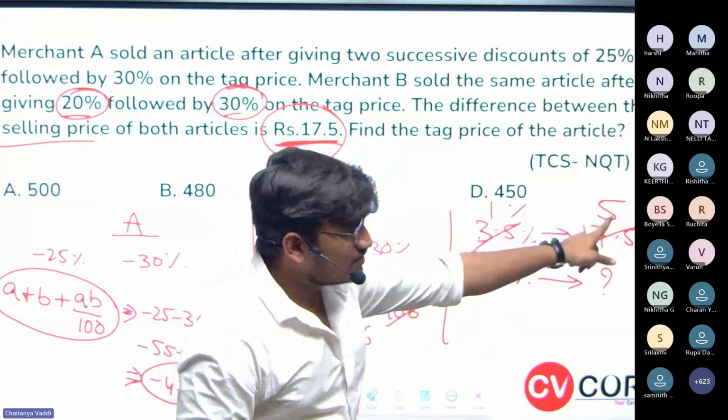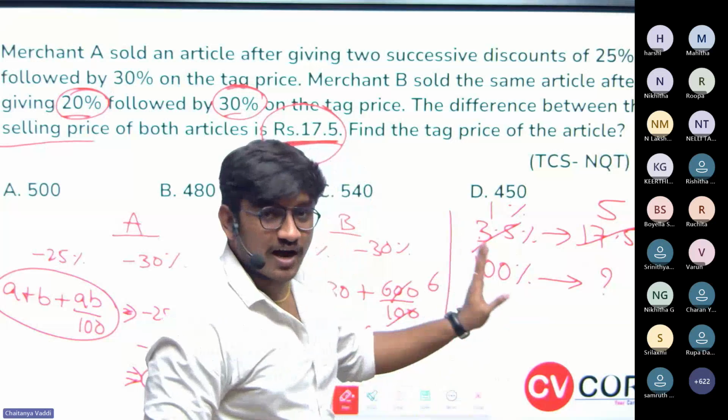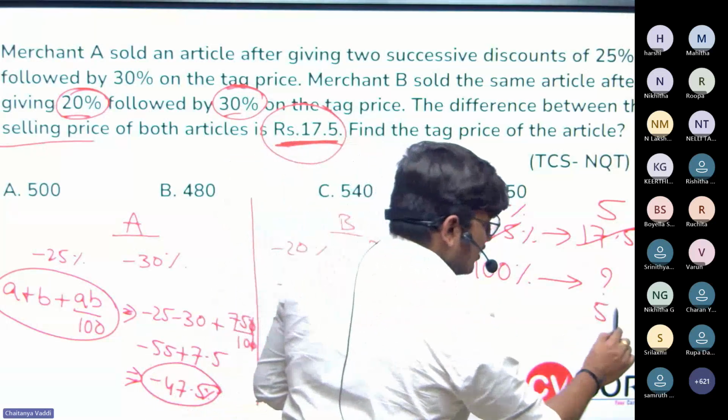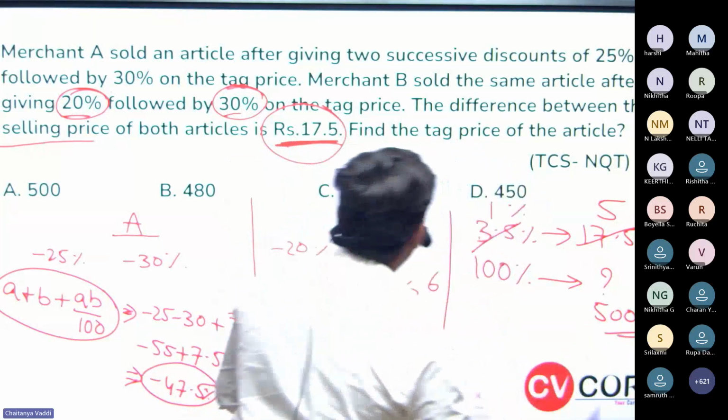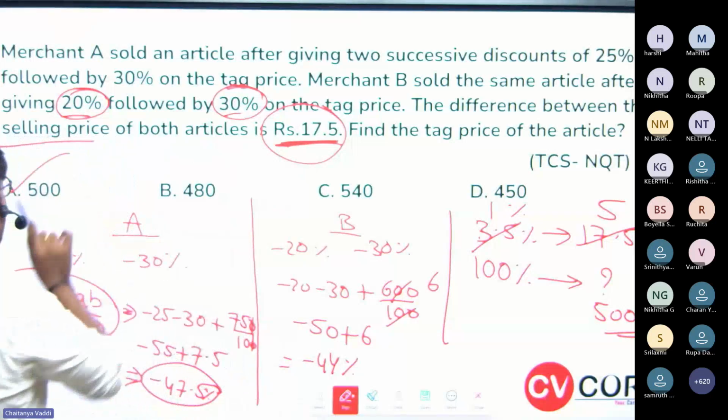When 1% value is 5 rupees, they are asking us to find 100%. What will be the 100% value? 500 rupees. So the answer for this question is 500 rupees.